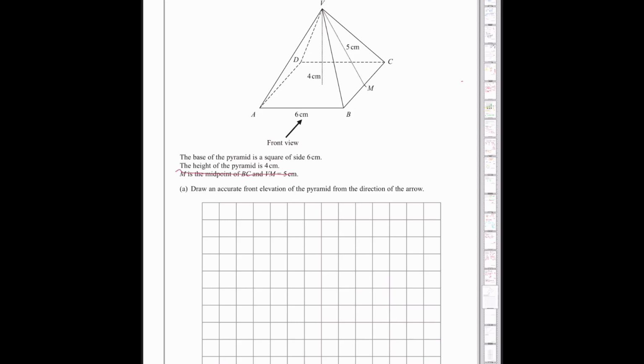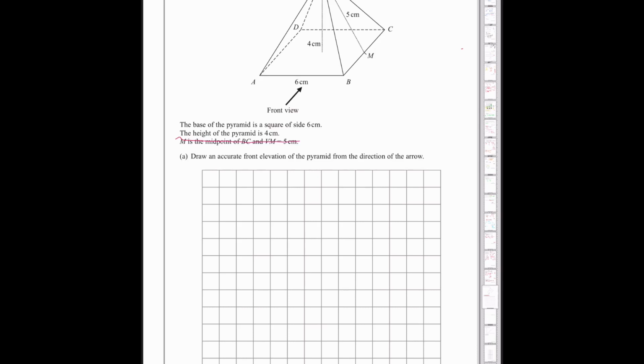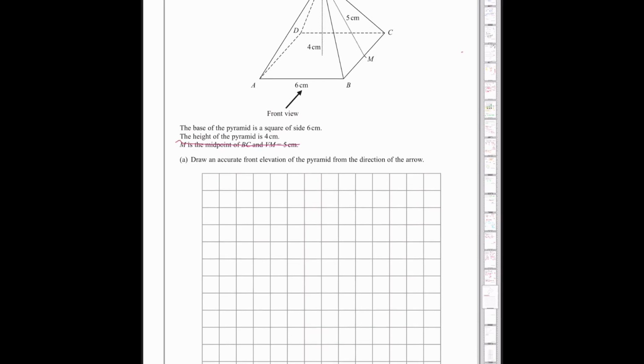I don't know why it's confusing you, because all it's doing is asking you to draw an accurate front elevation of the pyramid. Now, an accurate front elevation is where it's pointing at here, and if I take my little highlighter, I'm just going to colour it in for you, because it's only this front bit. That's all they want you to draw a picture of. And in order to draw a picture of that, all you need to know is the height and the base. Well, we already know that the height is 4. Says it there. Okay, and the base is 6.